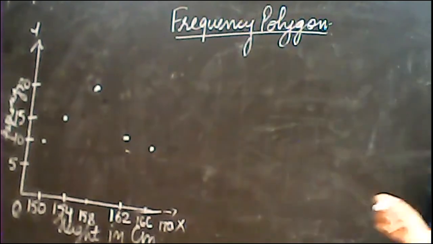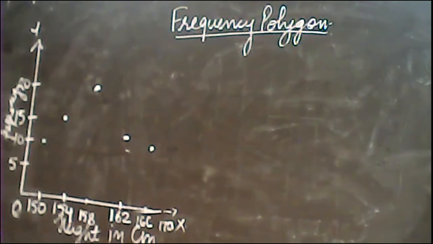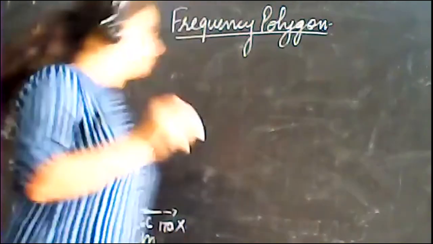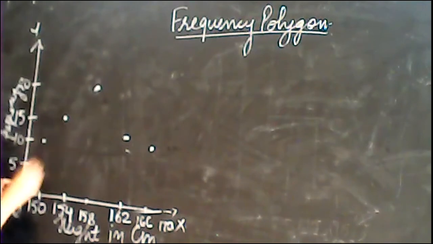Right? So now we will make a frequency polygon. How will we make it? We will start it from 0.